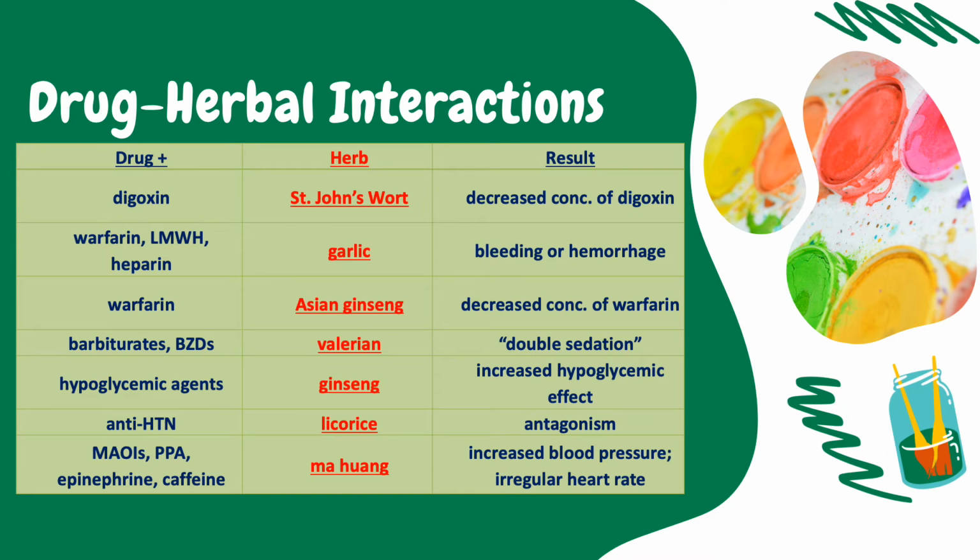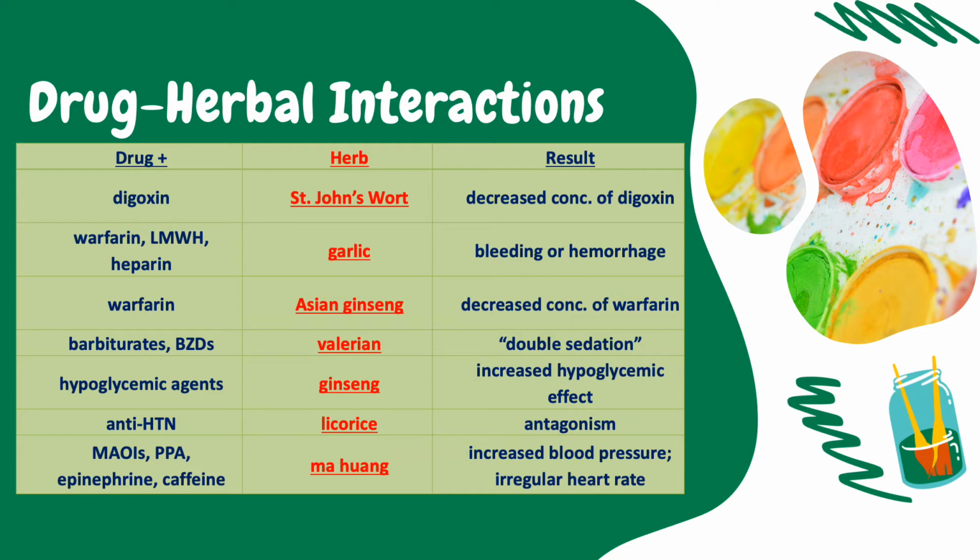First, we have drug-herbal interaction. In column A, here are the drugs, or the object drug, that is affected by the herb and the resulting effect in the body. For digoxin, when mixed with St. John's wort, it can result in decreased concentration of digoxin, thereby decreasing the activity.